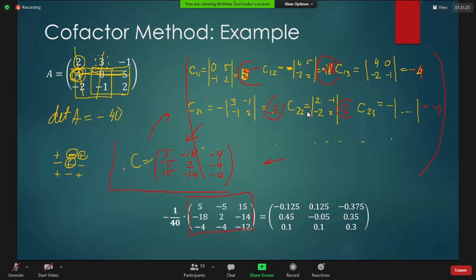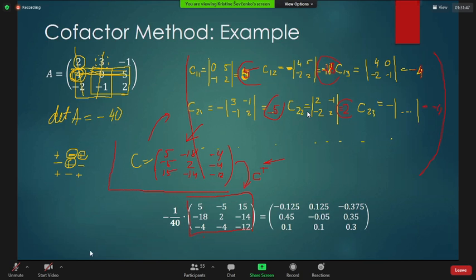Then the next step would be to take C transpose, that's the adjoint matrix. See, the first row became the first column, the second row has become the second column, and the third row has become the third column. So this is transposition.